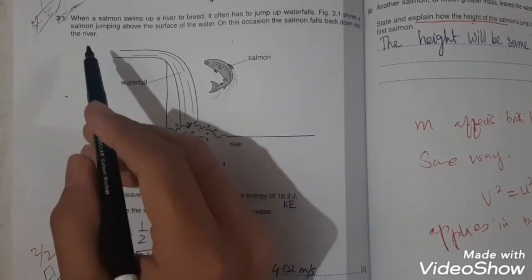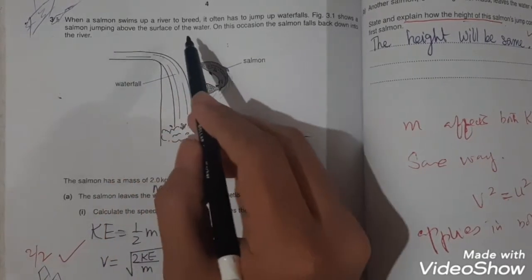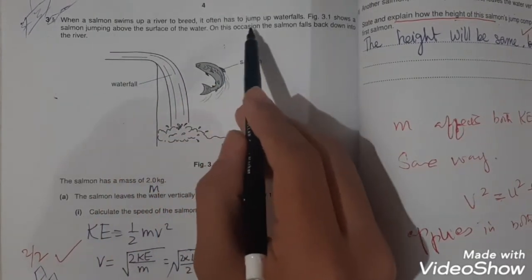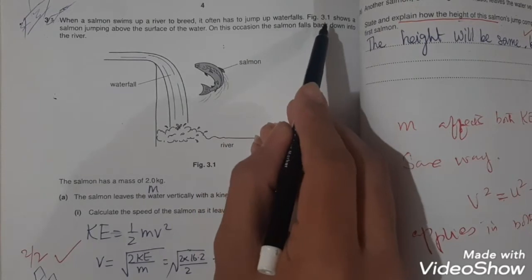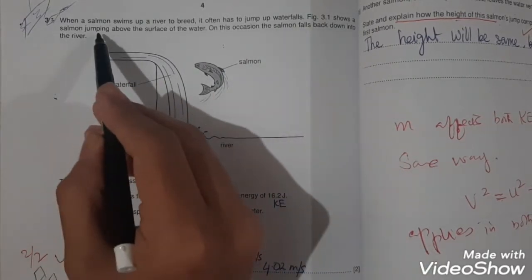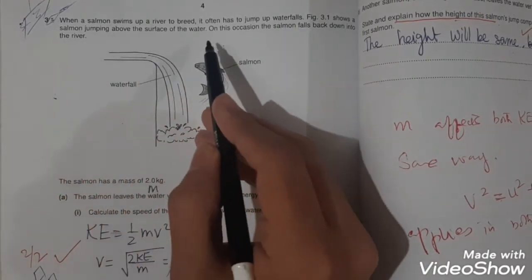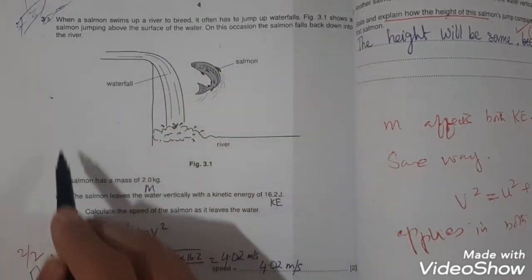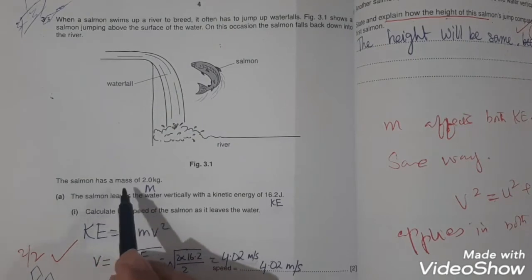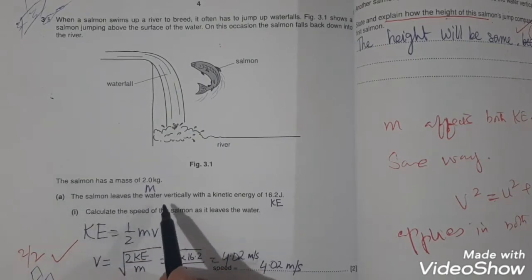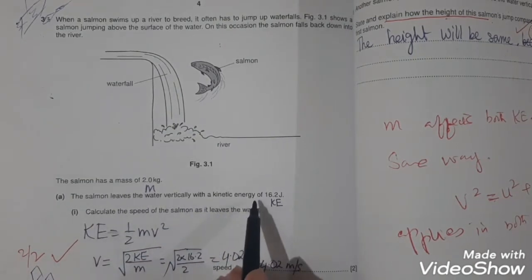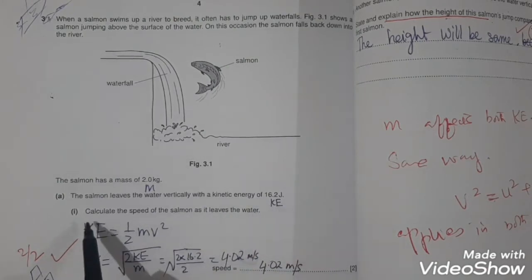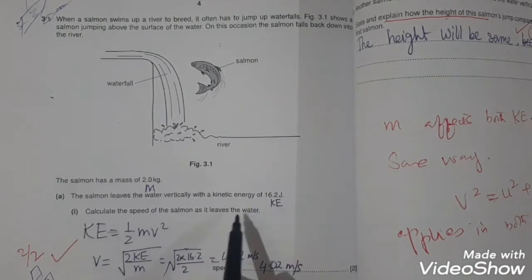Question 3 states when a salmon swims up a river to breed, it often has to jump up waterfalls. Figure 3.1 shows a salmon jumping above the surface of the water. On this occasion, the salmon falls back down into the river. The salmon has a mass of 2 kg. The salmon leaves the water vertically with a kinetic energy of 16.2 joules. Calculate the speed of the salmon as it leaves the water.